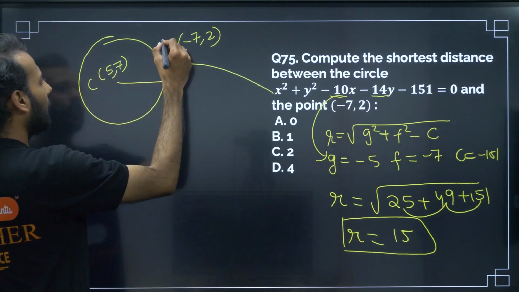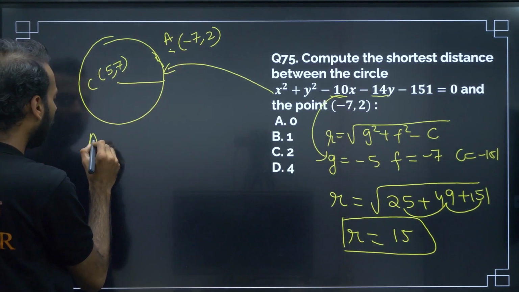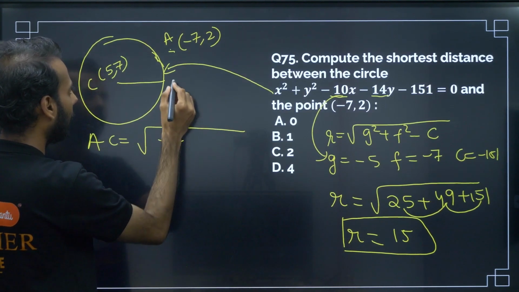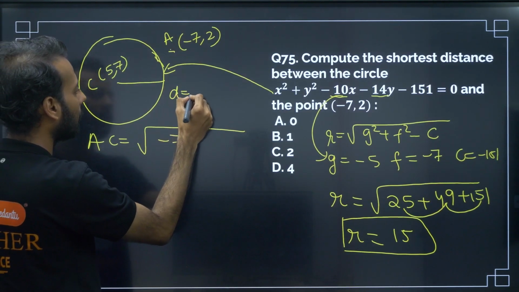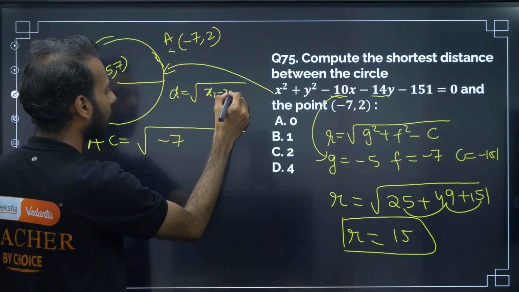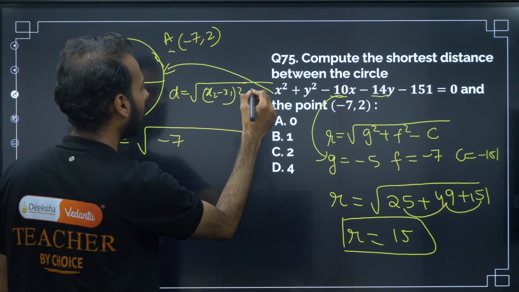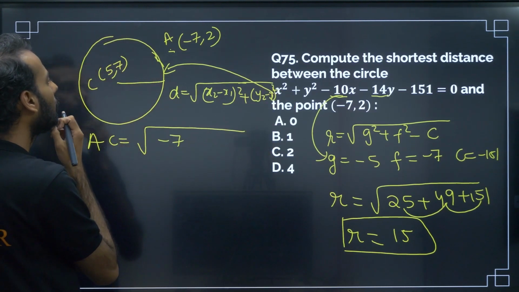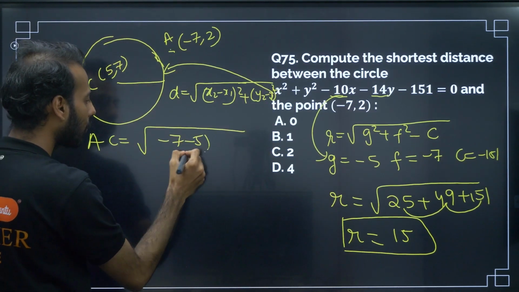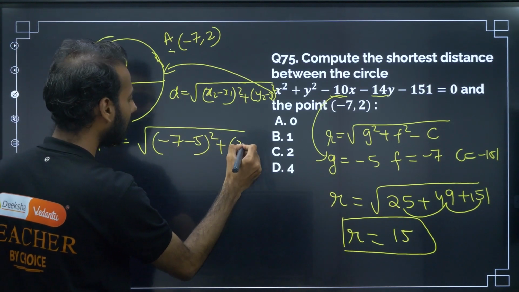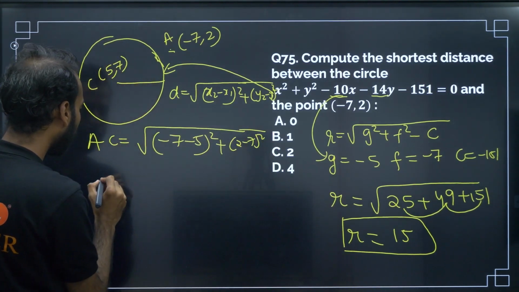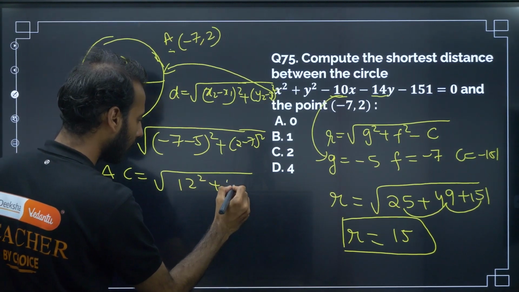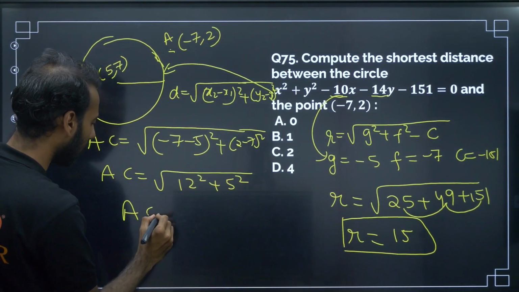So if I mark this as C, if I mark this as A, and find AC using the distance formula. Try to recall the distance formula. Distance is equal to root of x2 minus x1 square plus y2 minus y1 square. Minus 7 minus 5 square plus 2 minus 7 square. AC is equal to root of 12 square plus 5 square. AC is equal to 13.